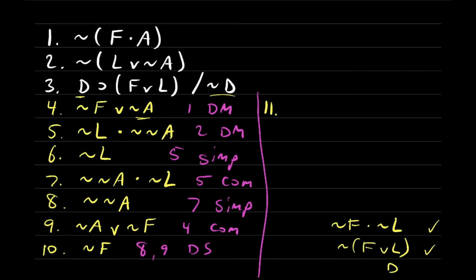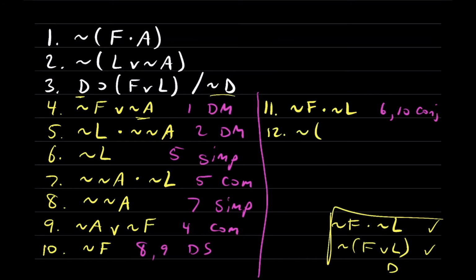Well, I have not F on line 10, and I've got not L on line 6, so I could conjoin those together and get not F and not L by conjunction. That would follow from lines 6 and 10 by conjunction, CONJ. Now we're essentially done. We just need to complete these steps that we said we would need to do. So on line 12, by De Morgan's rule, we know we can get the negation of F or L, from line 11, by De Morgan's rule, dm.